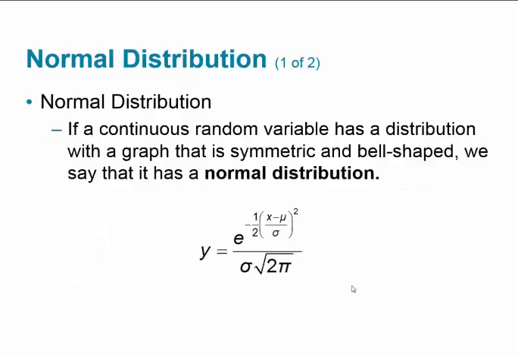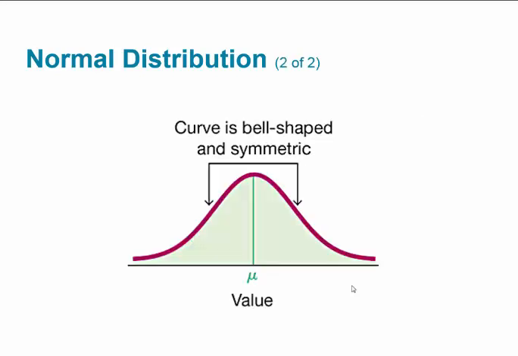So, if a continuous random variable has a distribution with a graph that is symmetric and bell-shaped, we say that it has a normal distribution. Here's the equation of that. We don't have to worry about that in this course, but that is the equation for a normal distribution. Now, the curve is bell-shaped and it is symmetric. Mu is in the middle of the bell curve, and that's the values on the horizontal axis.